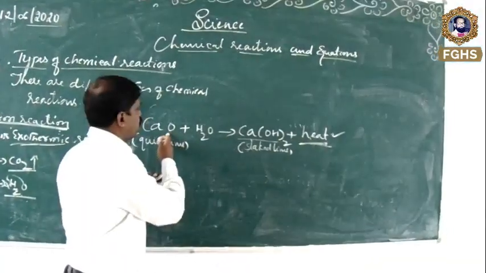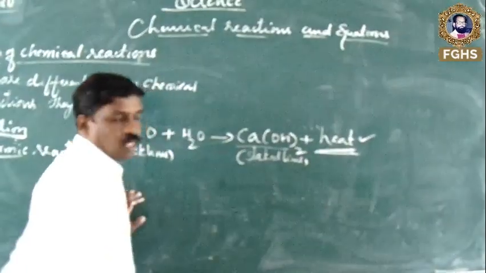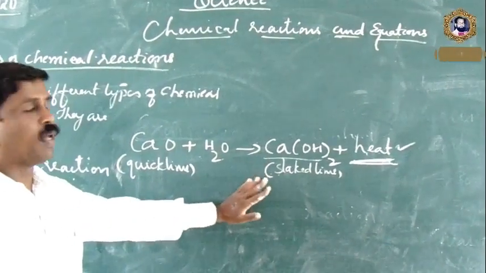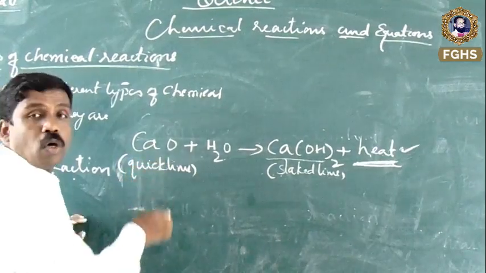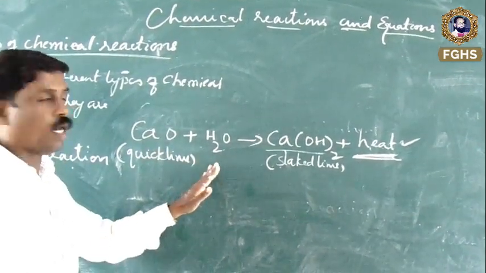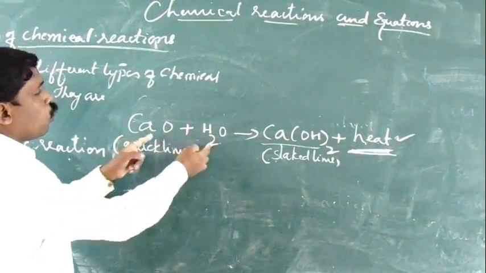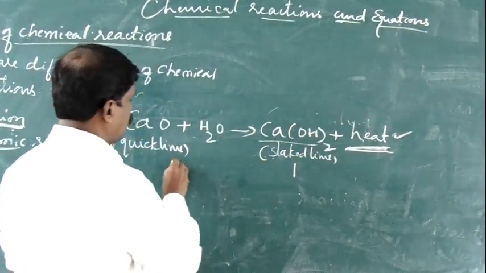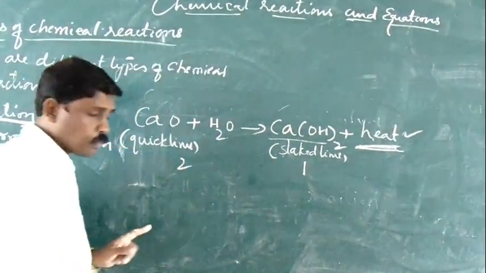Calcium oxide reacts with water to give calcium hydroxide, along with which heat is produced. That is why the solution is warm. So this is what we call an exothermic chemical reaction. And see this equation, children. This is also a best example for a chemical combination reaction. Here two reactants are combined together to give one product.